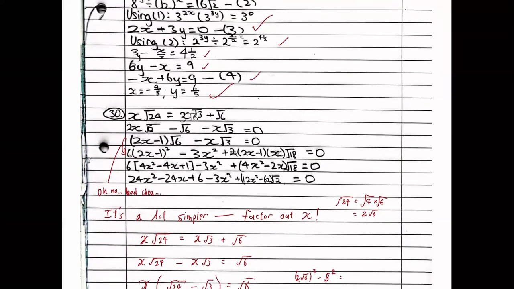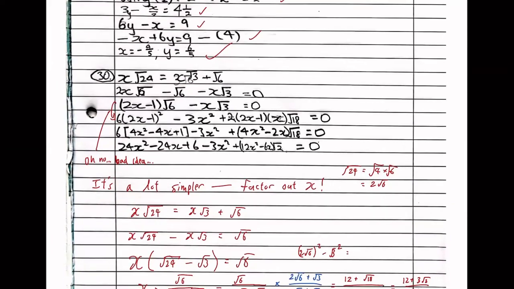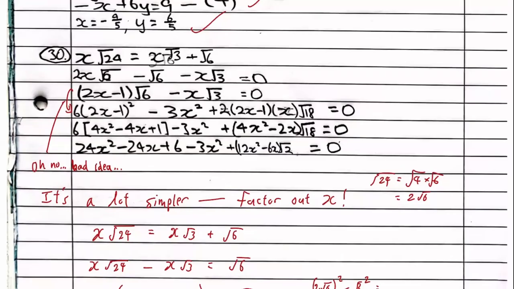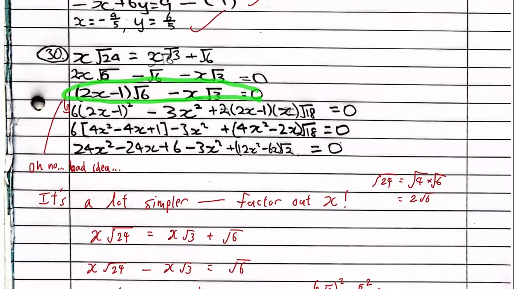Question 30. It is a horrible idea to be squaring both sides of this equation. No. Oh, so complicated. So scary. You factor out a square root 6, and then you write down 2x minus 1. Then you realize it's a minus b, and then you square both sides. It will work, but it gets a bit complicated unnecessarily. Let me show you a simpler way.